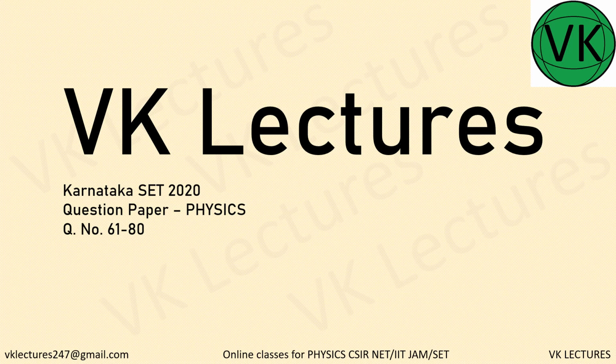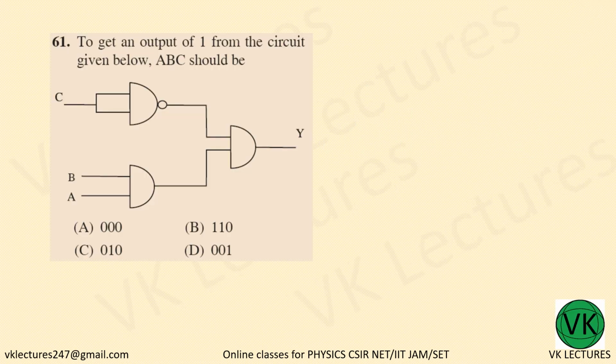In this lecture, we are discussing the Karnataka Set 2020 question paper, question number 61 to 80. To get the output 1 from the given circuit, ABC should be. Now in this question, please don't go with selecting each option one by one. First of all, what you have to do is find out what is Y.